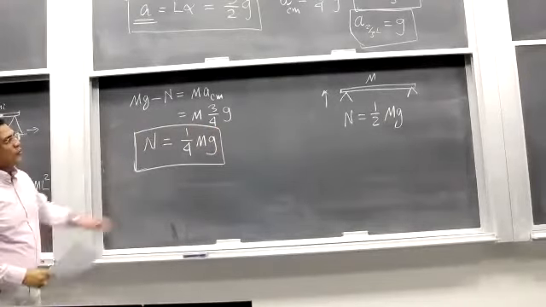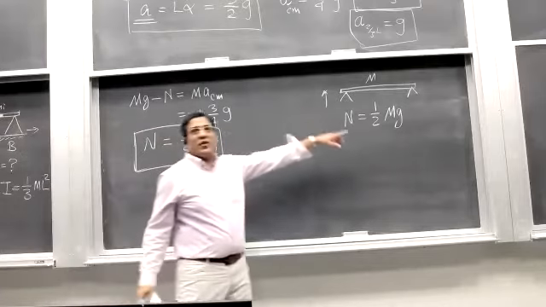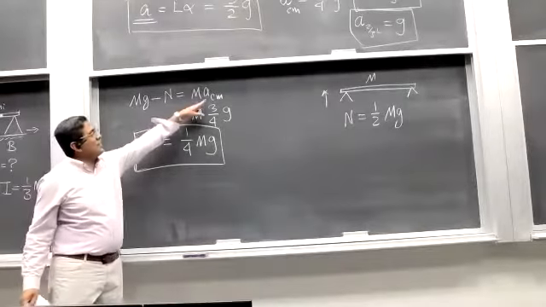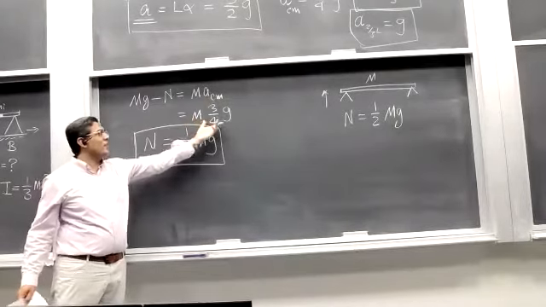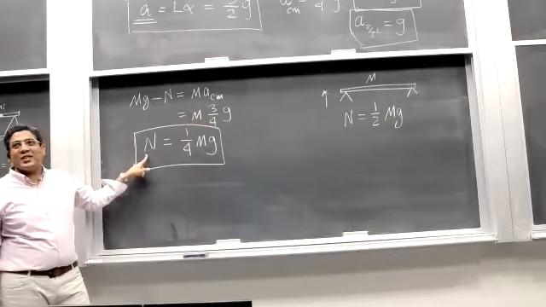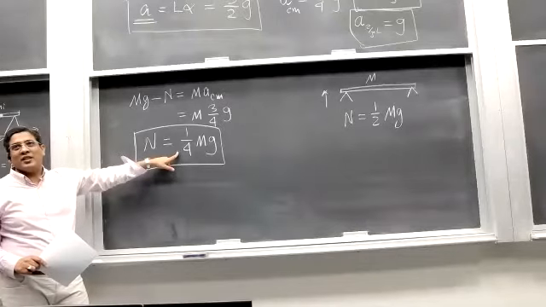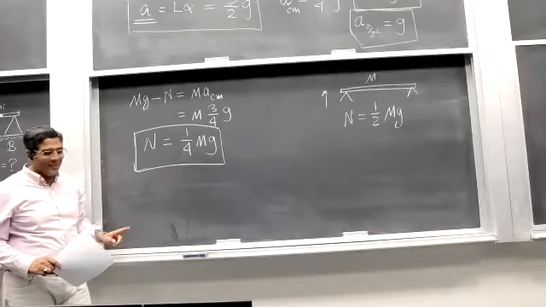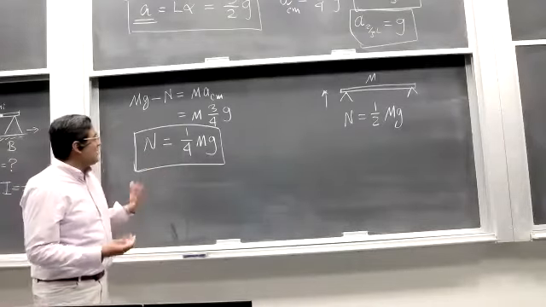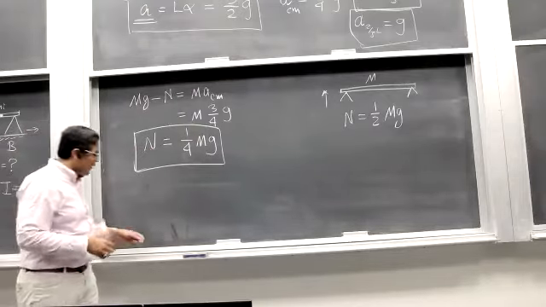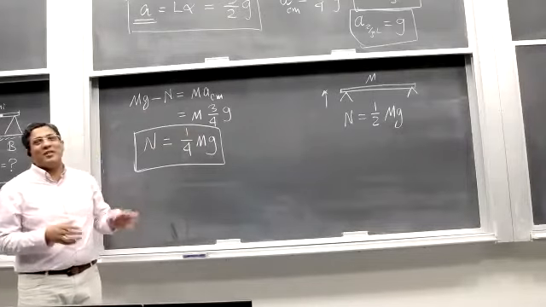So what was the force when the rod was not falling? What was the normal force on this wedge? Half mg. And when it is falling down, if the center of mass is falling with this acceleration, what is the normal force on the left wedge? 1/4 mg. So it has dropped by a half. Now, this is expected because it is accelerating.